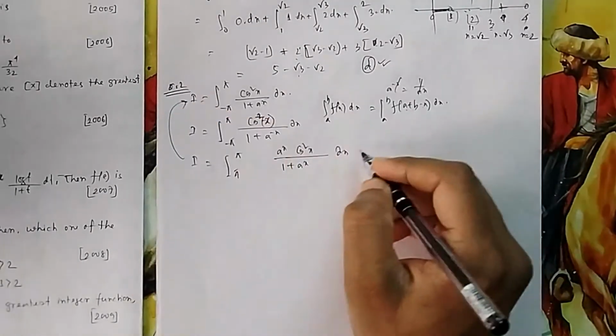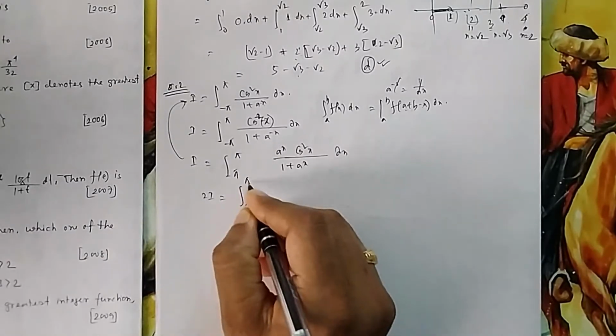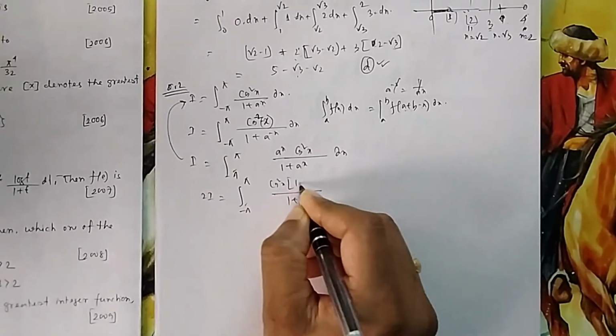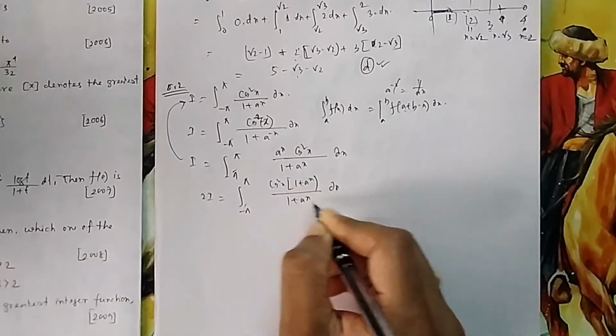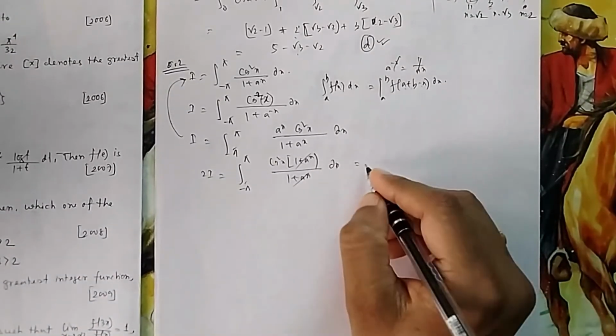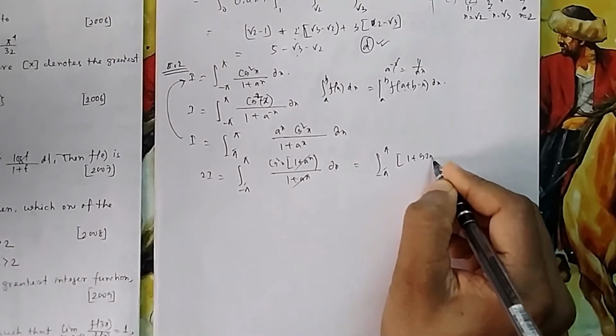So if you add these two, it will be 2I equals the integral from minus pi to pi, the LCM will be 1 plus a to the power x. You can take cos square x common, over 1 plus a to the power x dx, so this will get cancelled. So instead of cos square x you can write it as the integral from minus pi to pi of 1 plus cos 2x dx.